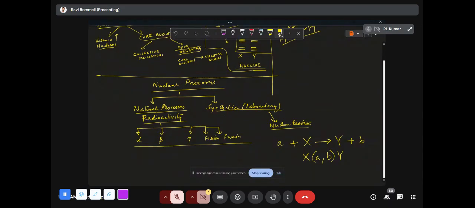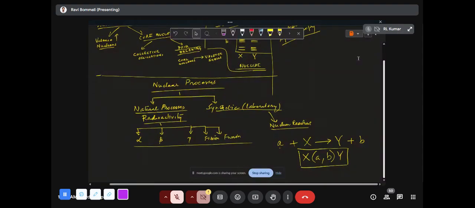So Y is necessarily going to be a heavy nucleus, and b and a are going to be light nuclei. So they are also nuclei, but they are light nuclei. I hope you understood this representation of a nuclear reaction in the form of X(a, b)Y. Have you understood this, students? Yes, sir. Okay. So now let us look at some of the examples.